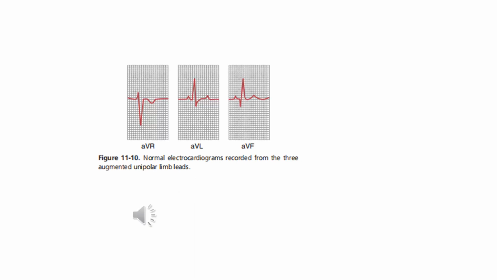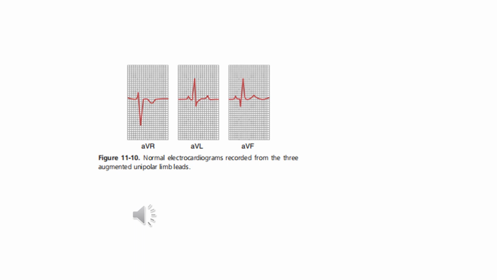Augmented limb leads. Another system of leads in wide use is the augmented limb leads. In this type of recording, 2 of the limbs are connected through electrical resistances to the negative terminal of the electrocardiograph, and the third limb is connected to the positive terminal. When the positive terminal is on the right arm, this is known as the AVR lead, when on the left arm, it is known as the AVL lead, and when on the left leg, it is known as the AVF lead. Normal recordings of the augmented limb leads are shown in Figure 11:10.